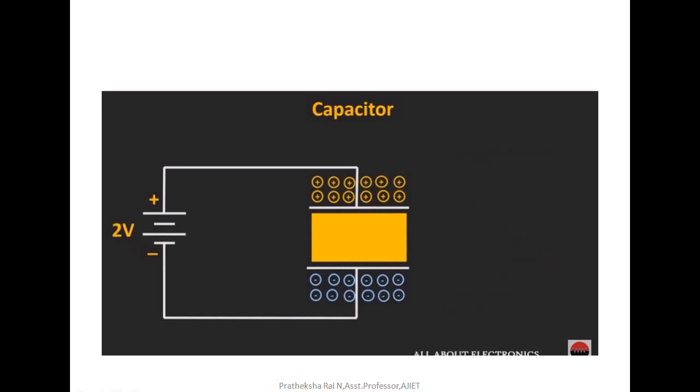So now for a given capacitance, if you want to store more charge across the capacitor, then you need to apply more voltage across that capacitor. Or for a given voltage, suppose if you want to store more charge across the capacitor, then you need to select the capacitor in such a way that it has a large capacitance. So as you can see over here, by changing the applied voltage, we can change the amount of charge that is stored across the capacitor.